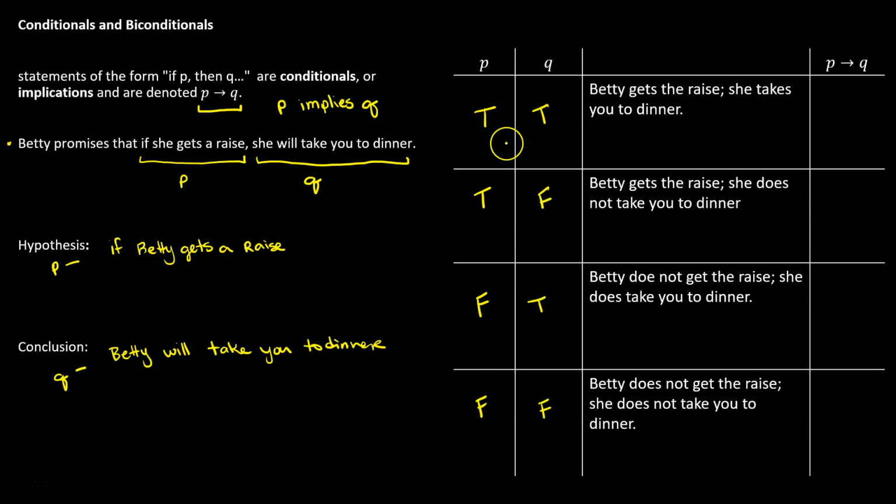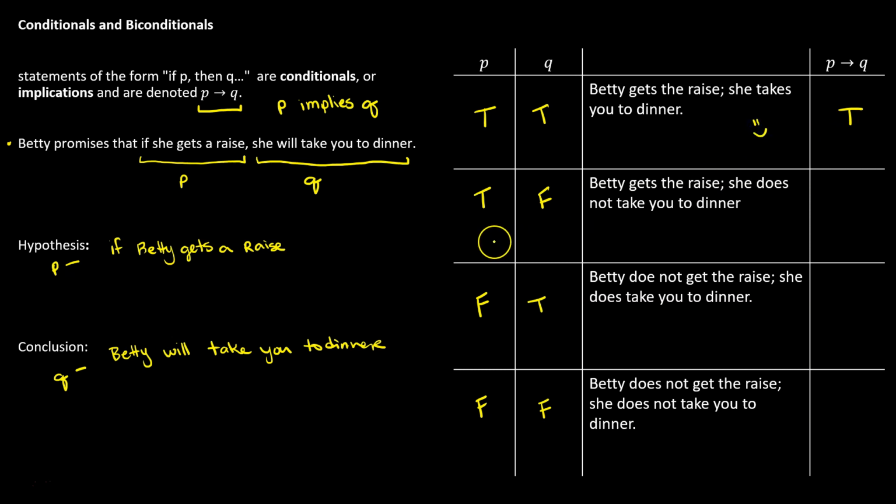And I want to take a second to decode what two truths is. So if both P and Q are true, that means Betty gets the raise and Betty takes you to dinner. So that totally satisfies the implication. Both statements being true means that the conditional, if P then Q, is also true. She kept her promise. We're happy.